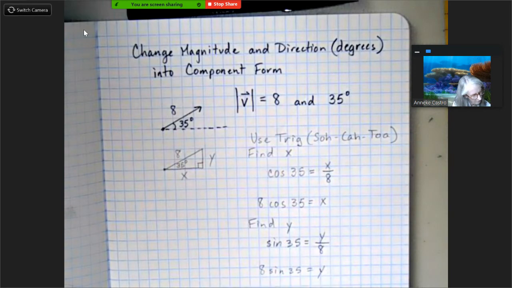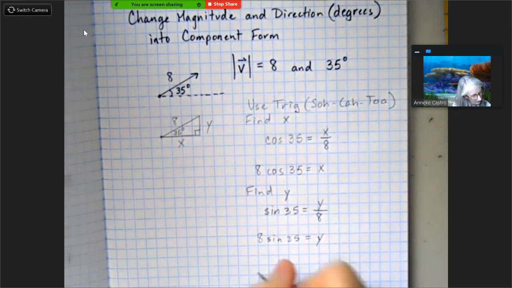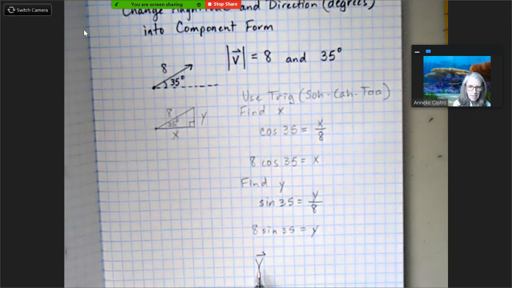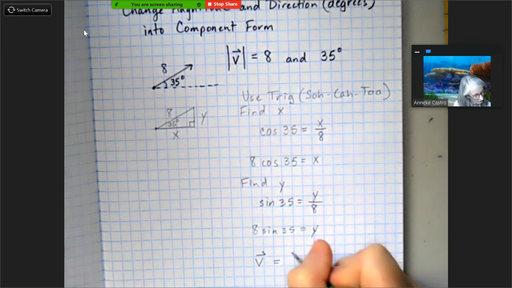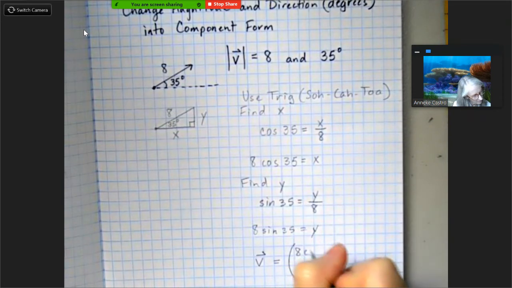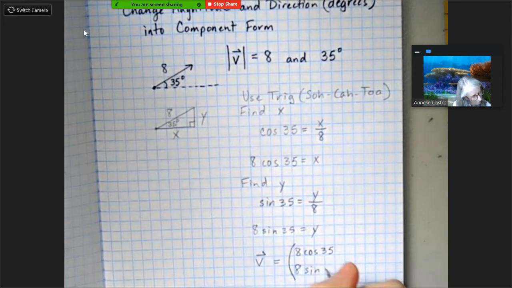So in component form, I can now write vector v. Notice it's a lowercase v. We can refer to vectors with a single letter. We just use lowercase. v is equal to, and its component form is going to be the x is going to be 8 times the cosine of 35, and the y is 8 times the sine of 35.